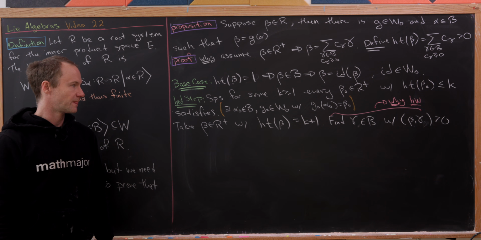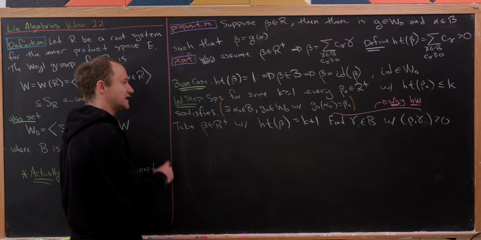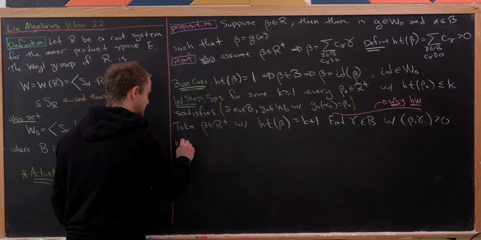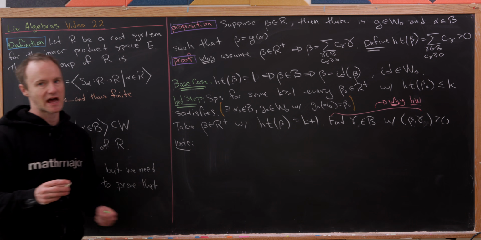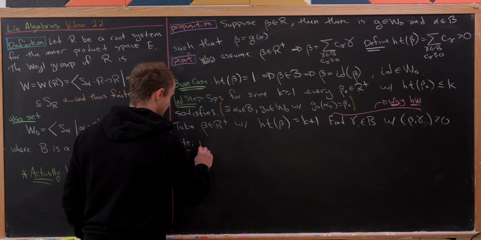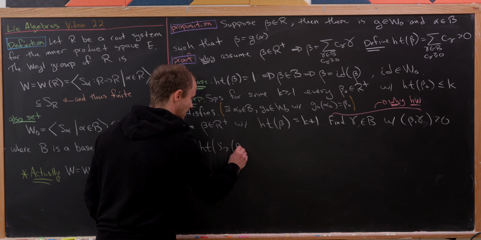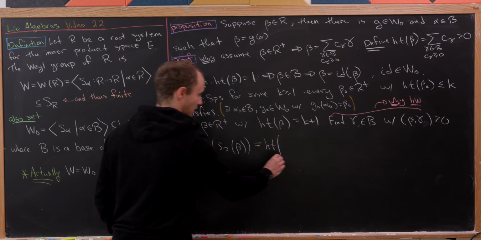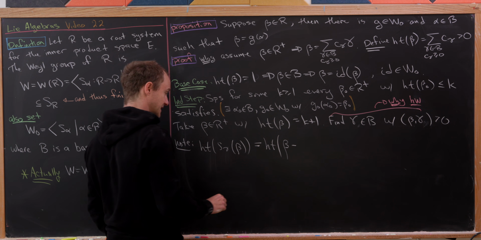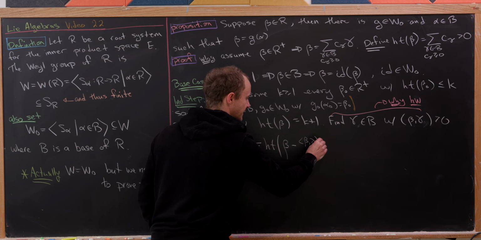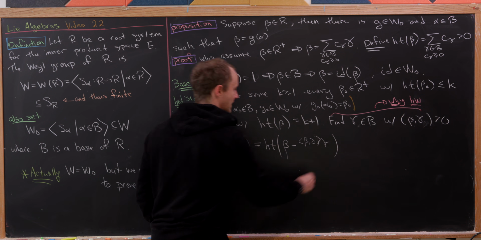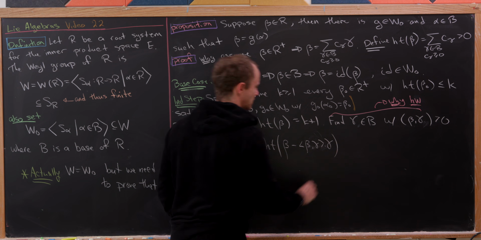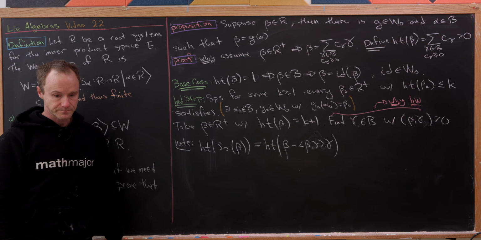Okay, great. But now what we'd like to do is consider S gamma applied to beta, and we want to look at the height of that. So that's how we're moving down for our induction step. Okay, so the height of S gamma applied to beta. Recall that this is going to be the height of beta minus this inner product of beta with gamma in the gamma direction. So that's the definition, if you will, of this S gamma.